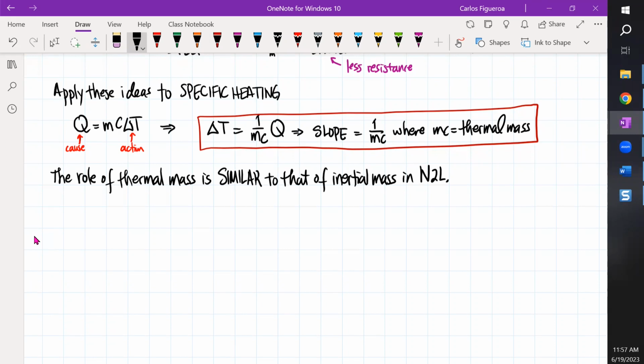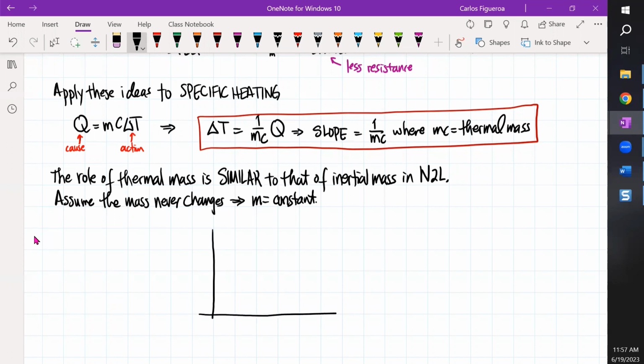Okay, to make my argument very clear that I want to focus on heat capacity, assume the mass never changes. So, of course, that means that this has to be a constant. So let's plot this now. I'm going to be plotting temperature versus heating. If I have a less steep slope, let's say here, we could say that this is less steep.